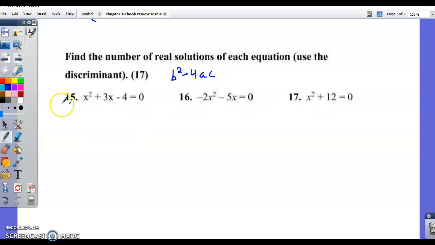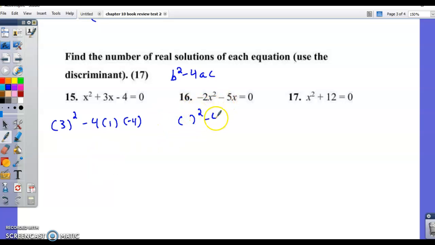Okay, finding the number of real solutions, we're using the discriminant, which is b squared minus 4ac. So identify your b squared minus 4ac on all of these. So b squared minus 4ac, my b is 3, my a is 1, and my c is negative 4 here. Type that into your calculator.